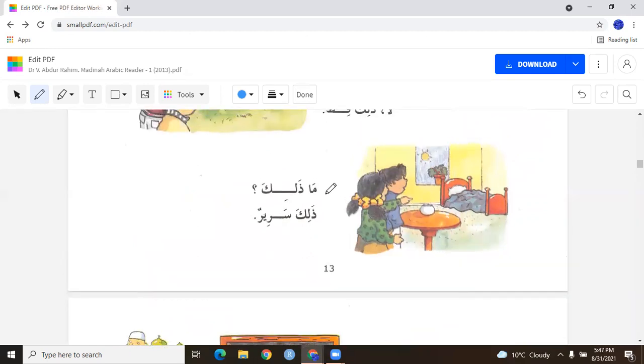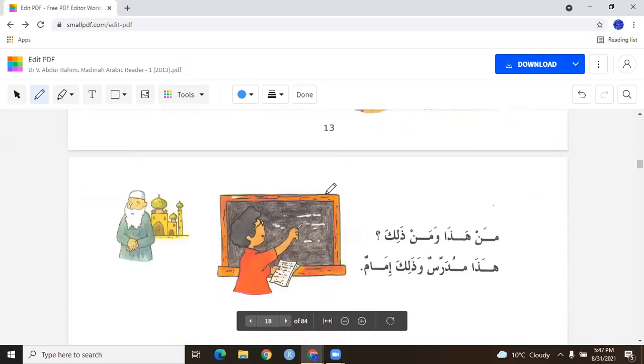ما ذلك؟ What is that? ذلك سرير. That is a bed. Very good.